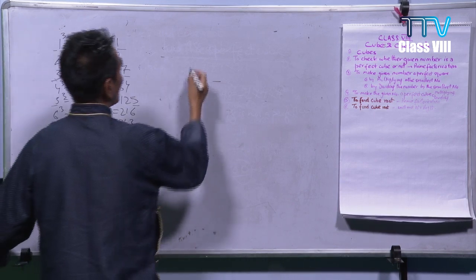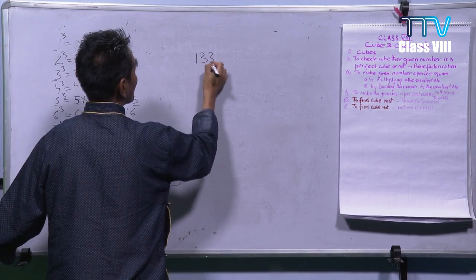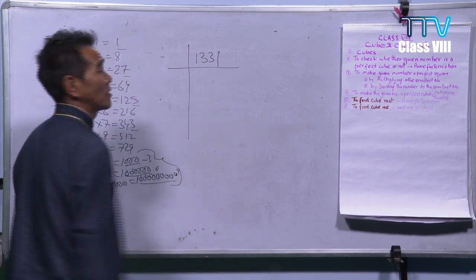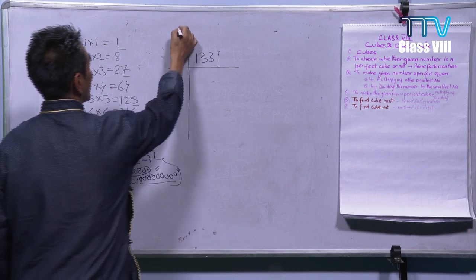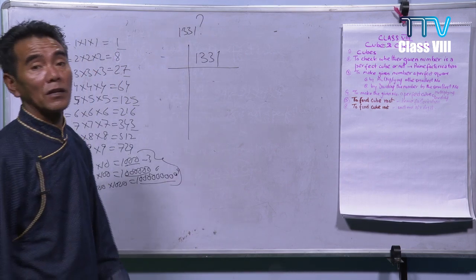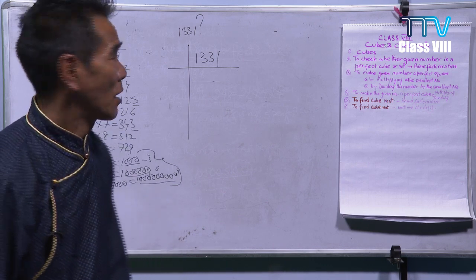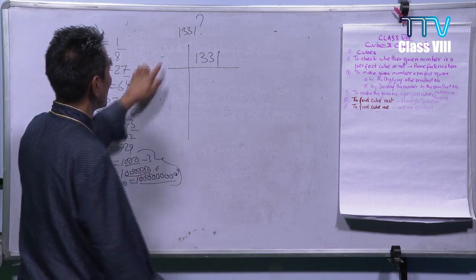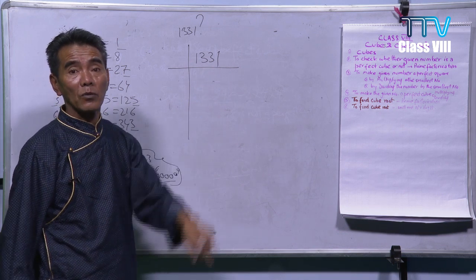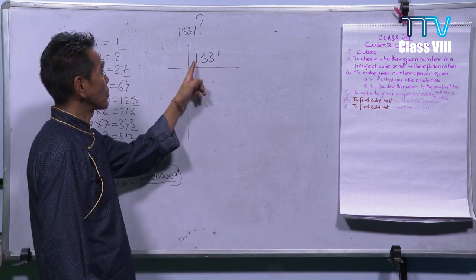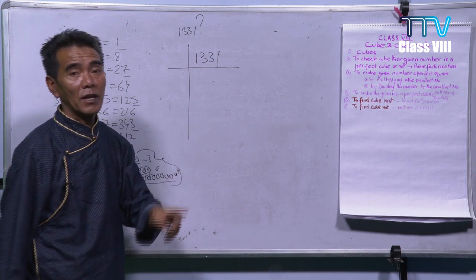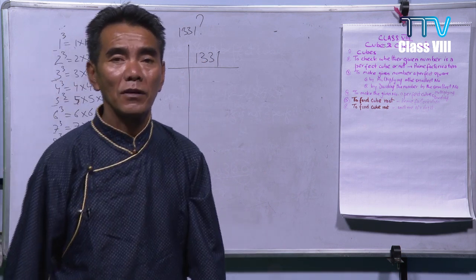Okay, find the cube of 1331. Is 1331 a perfect cube? The last digit is 1, so the number is not divisible by 2. For 3, you add the digits: 1 plus 3 is 4, 4 plus 3 is 7, 7 plus 1 is 8, and 8 is not a multiple of 3.